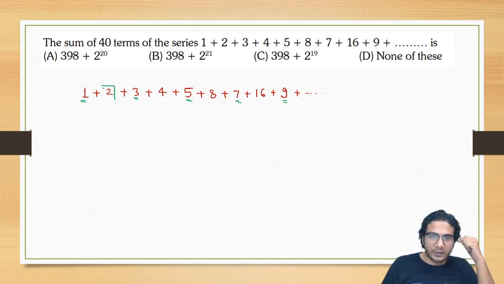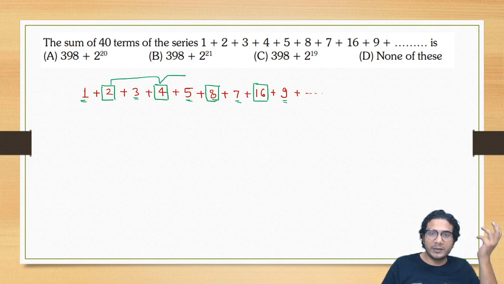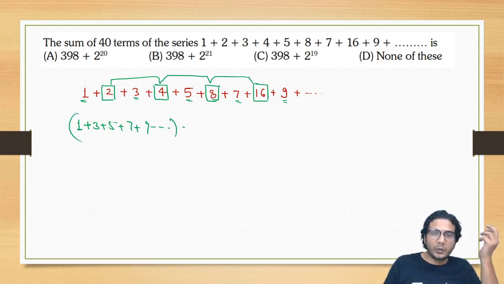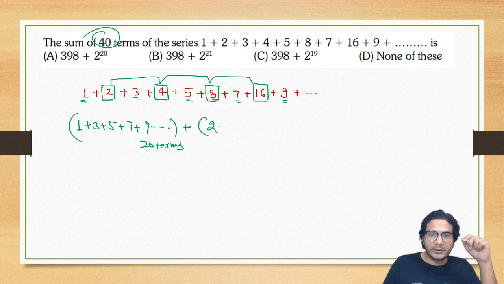And what are the terms written on even places? Look at these numbers. Are they also forming some other known series? Yes, actually. Which one? They are forming a GP: 2, 4, 8, 16. So let's separate this GP and AP. The AP is going to be 1 plus 3 plus 5 plus 7 plus 9 and so on. How many terms? In total we have 40 terms, you can see it here. So the AP will have 20 terms and 20 terms will go in the GP. The GP is 2 plus 4 plus 8 plus 16 plus so on. All right, this is a GP.